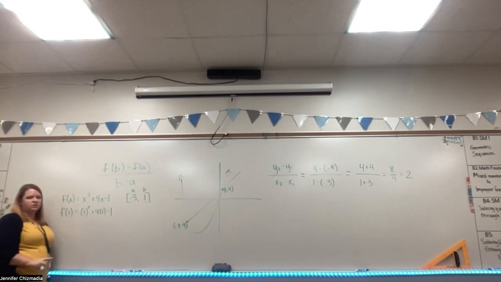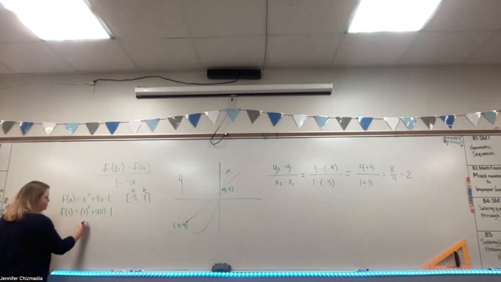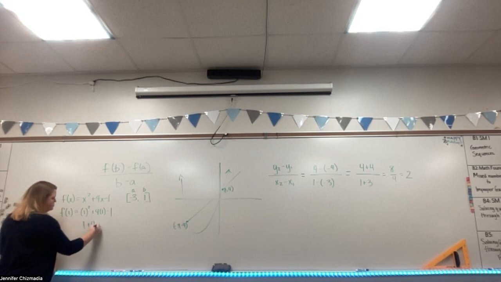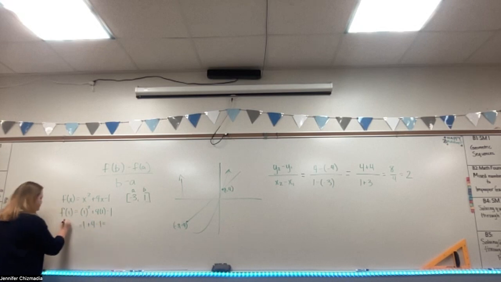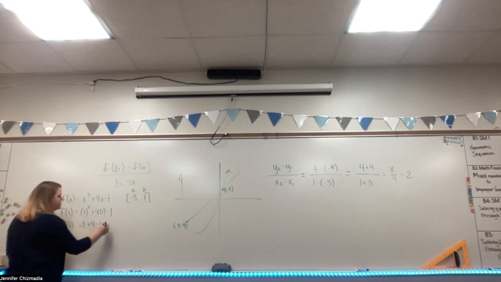Something squared is just that number times itself, so 1 times 1 is 1. And it's 4, and then it equals 3. No, that's just 4. Right, 1 plus 4 is 5, minus 1 is 4 again.